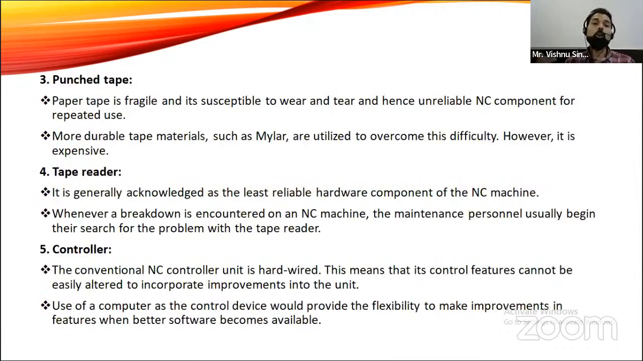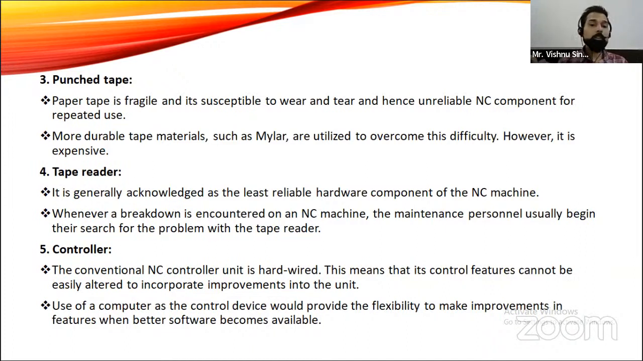Then the punch tape. Obviously, the punch tape used earlier in an NC machine was made of paper, so we could not use it multiple times. It deteriorated over a period of time, so we could use it only a certain number of times. Over time, we developed more durable materials such as mylar, but it was more expensive to make a punch tape out of that material.